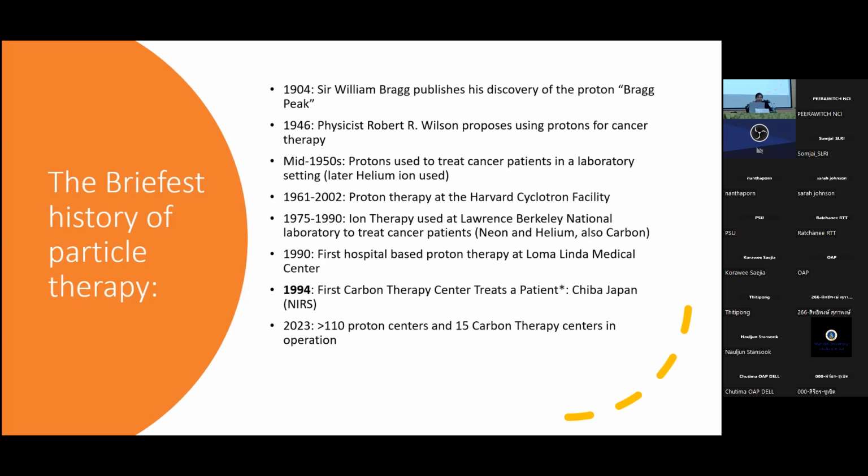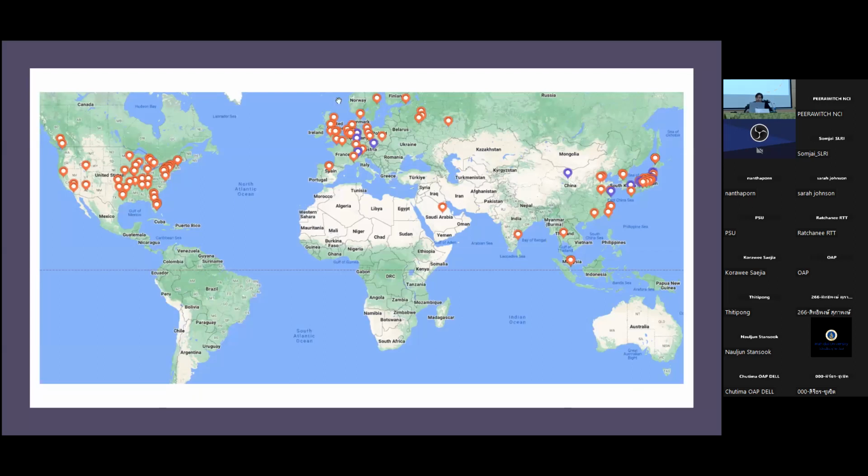I pulled a number of about 110. There are a lot of proton centers throughout the world right now, depending how you want to count different ones, and about 15 carbon therapy centers in operation, actually treating patients today. So this is just an overall map showing the blue ones are the carbon centers and the red ones are the proton centers.